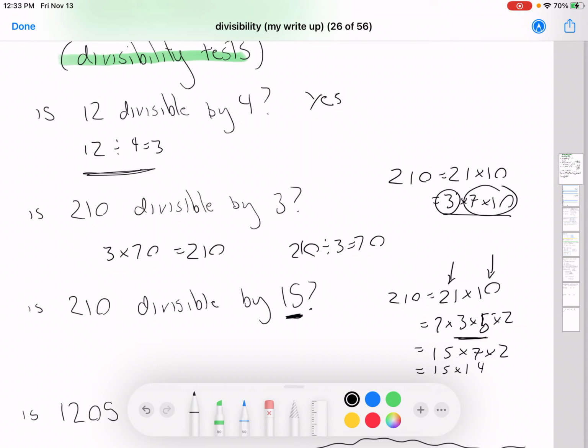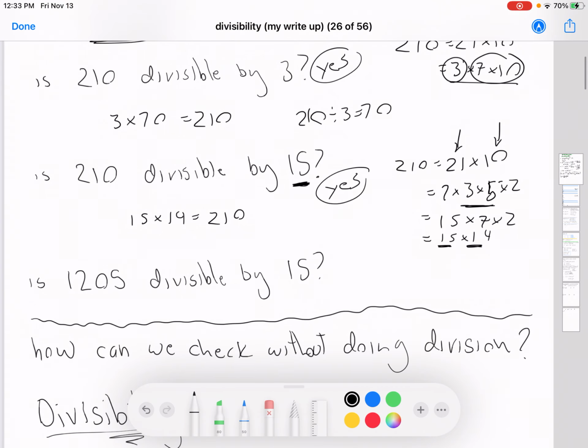So is it divisible by 15? Absolutely, because 15 is a factor. So 15 times 14 is equal to 210, or 210 divided by 15 equals 14. So yes for here, yes for here.